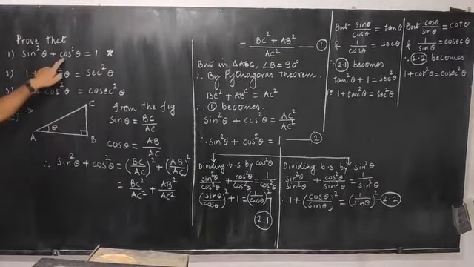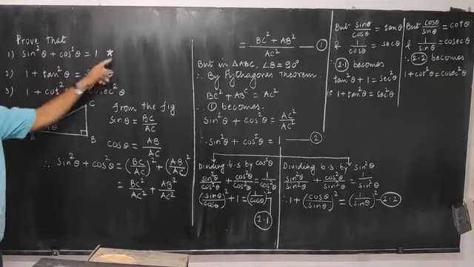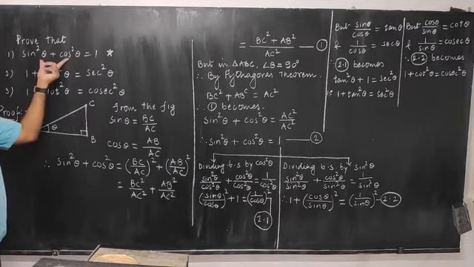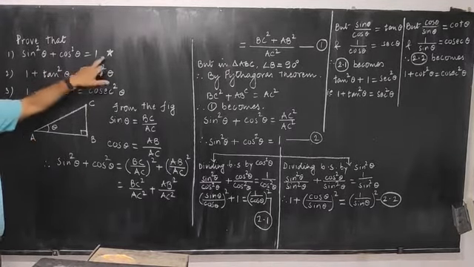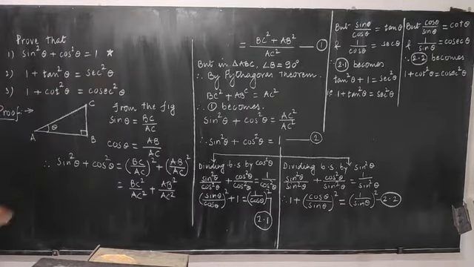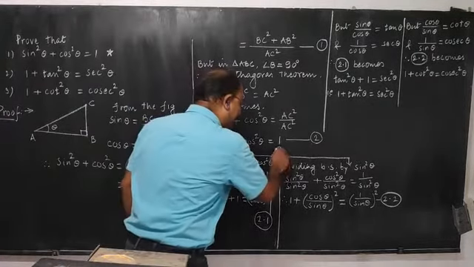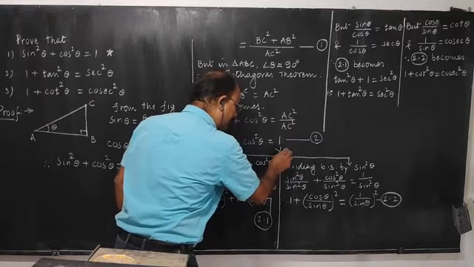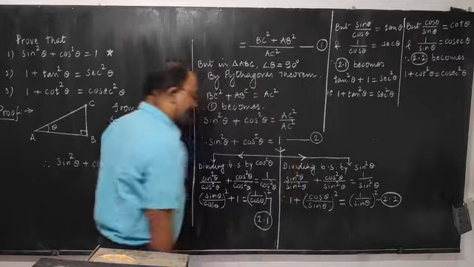The main formula is the first one, therefore I have marked it with a star. Once you prove this, using this only you can prove the second and third. So that means the first must be proved, then you can prove the second and third. Let us start with the proof of the first one. Then it bifurcates into two different parts. One part will go to this side, another will go to this side.